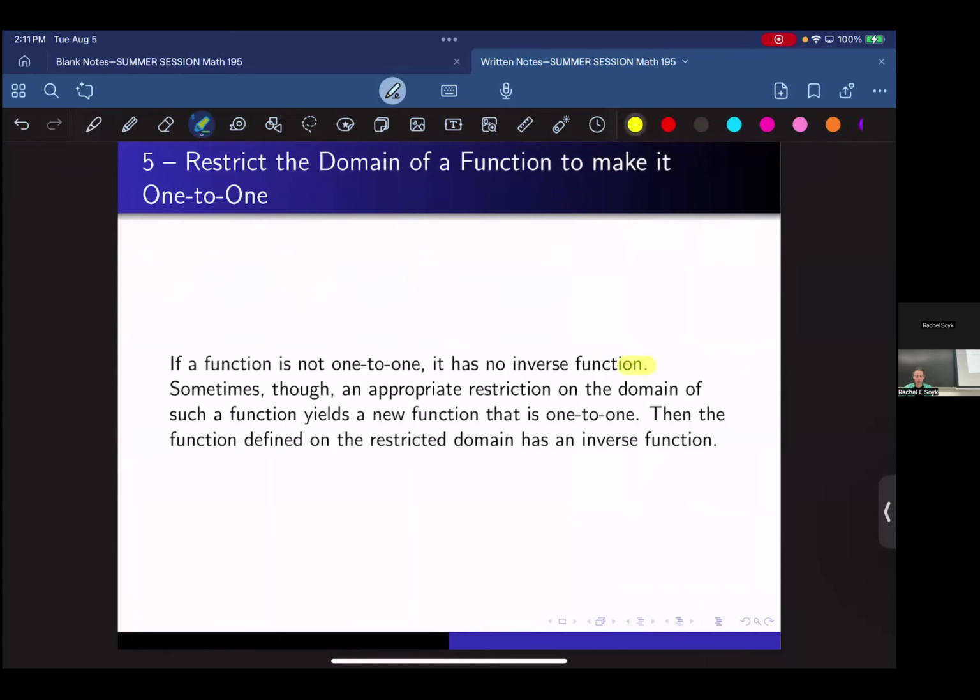so maybe I'll have a student read this part for me in yellow. If a function is not one-to-one, it has no inverse function. Sometimes an appropriate restriction on the domain of such a function yields a new function that is one-to-one. Then the function defined on the restricted domain has inverse functions. Good. So we're going to be practicing restricted domains so that we can indeed find the inverse along that interval.